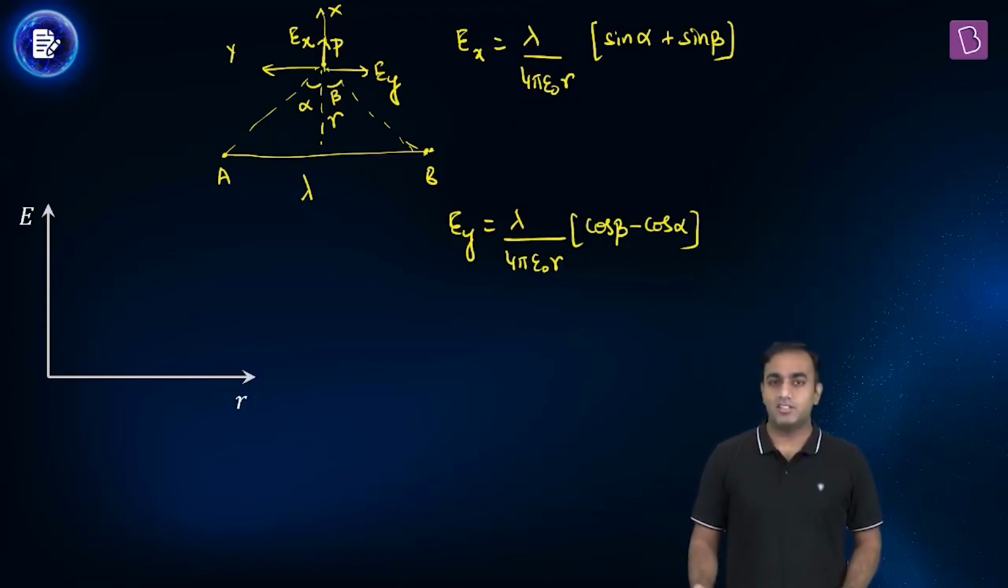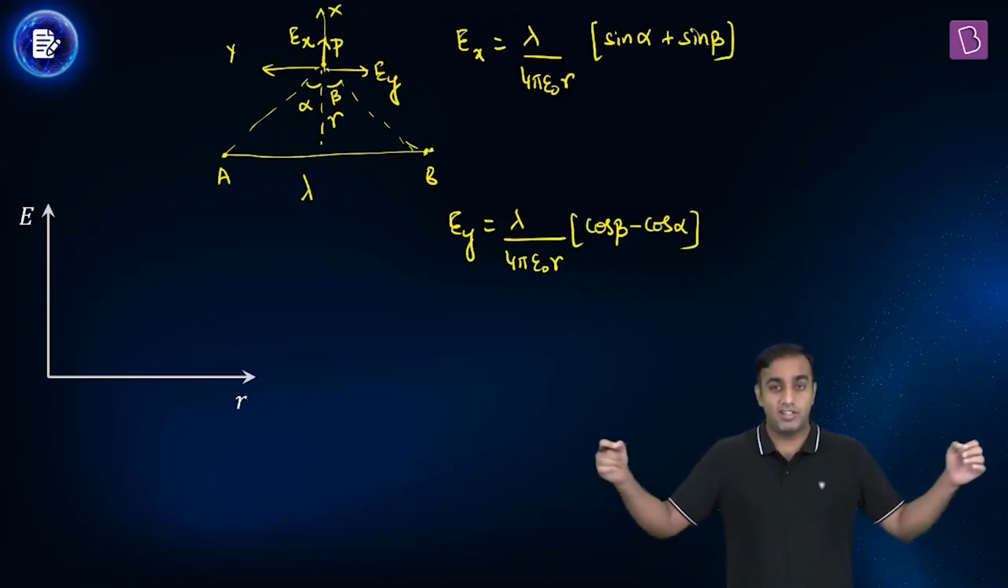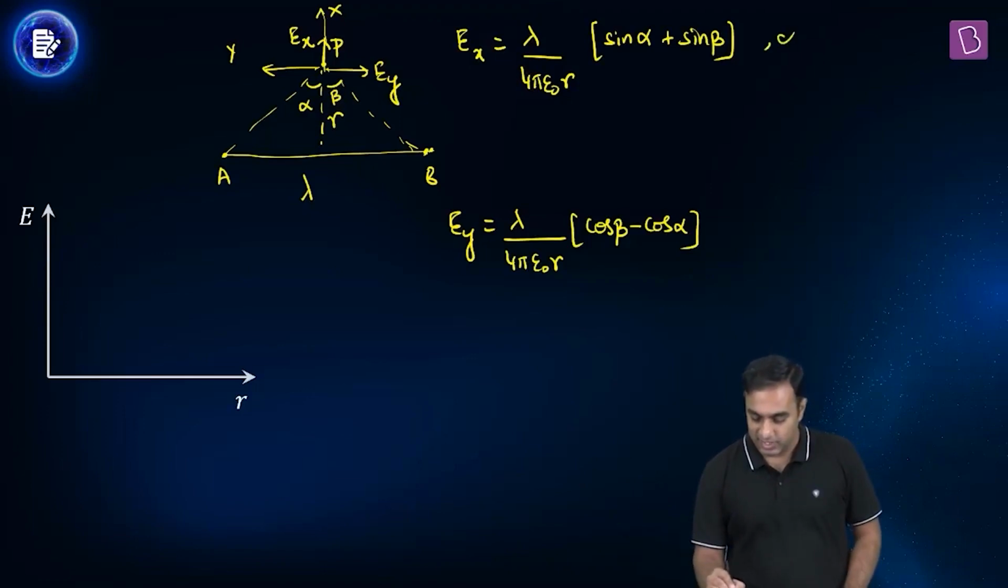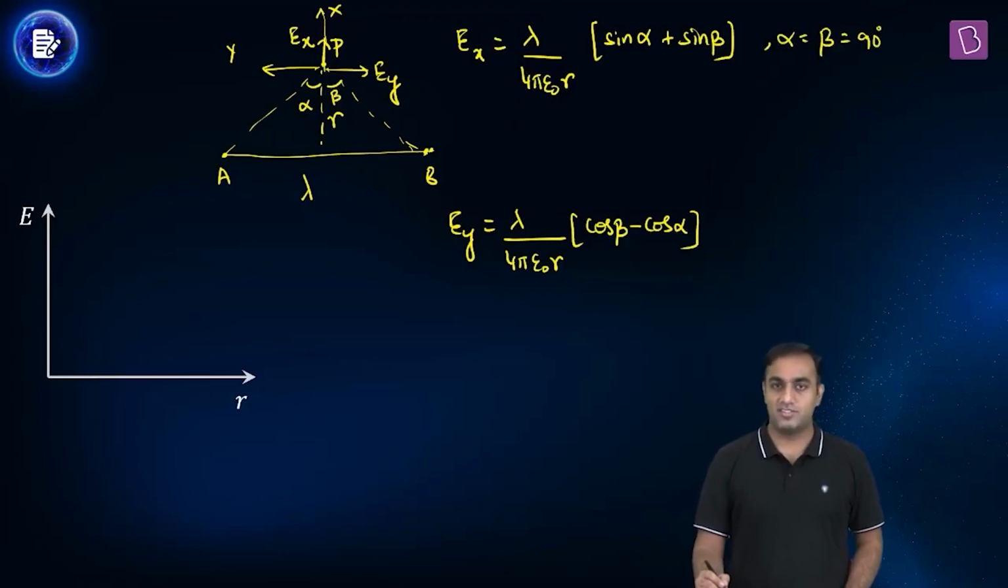What if I consider the same line charge distribution to extend all the way till infinity on both the sides? Do you see that alpha and beta will become 90 degrees each? Exactly why I will write alpha and beta to be 90 degrees in this case. So your Ey actually turns out to be 0 then. What about Ex?